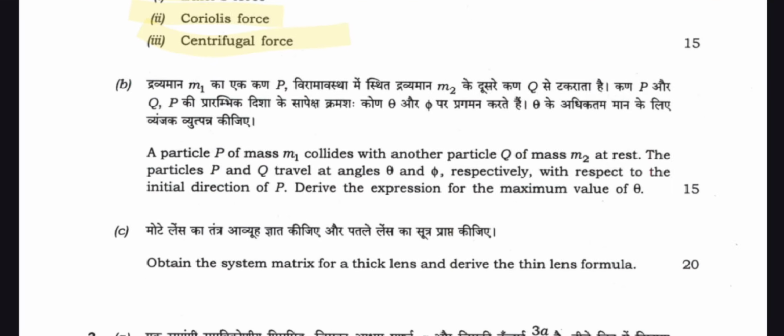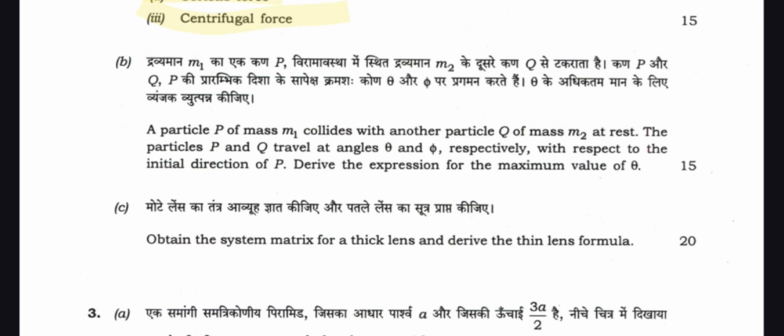And question number B is here. A particle P of mass m collides with another particle Q of mass mq at rest. The particles P and Q travel at angles theta and phi respectively with respect to the initial direction of P. Find the expression for the maximum value of theta. And question number C is here. Obtain the system matrix for a thick lens and derive the thin lens formula.